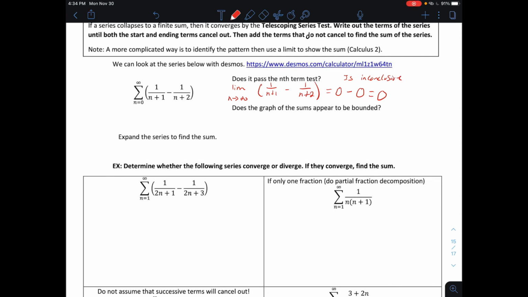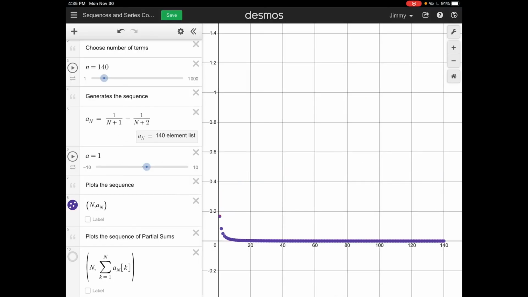Now, a way to tell is to see if the sequence of partial sums converges by looking at the graph of the series of partial sums. I have the sequence plotted here in Desmos, and at first we're just plotting the sequence of terms, which is the nth term test. As you see, as I start to increase the size of n, the values of my terms are approaching 0. So the nth term test is inconclusive because the limit does equal 0, so we don't know if that series will converge or diverge.